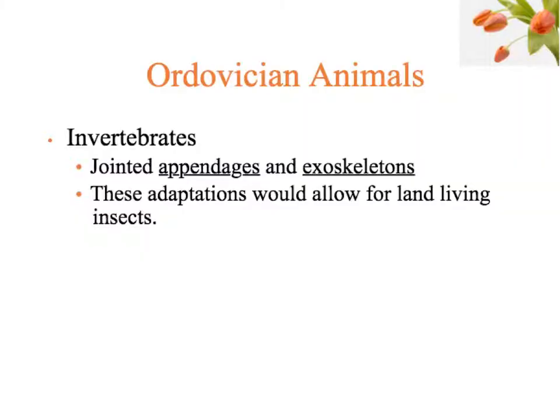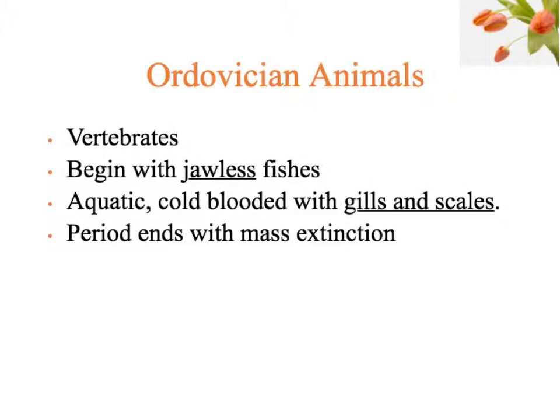So in that same time period, we're going to have our invertebrates with our jointed appendages and our exoskeletons. And these adaptations are going to allow these organisms to leave the water and go up on land, and this is what's going to give us our insects. Now with our vertebrates, those are organisms that have a true backbone. We're going to begin with jawless fish. And again, these are aquatic, so in the water. They're cold-blooded, they have gills and scales, and this period will end with a mass extinction, and we'll go into the mass extinctions at the end of this chapter.